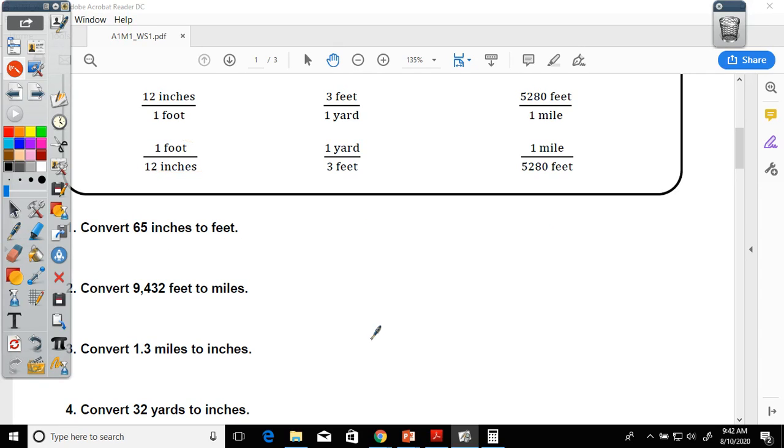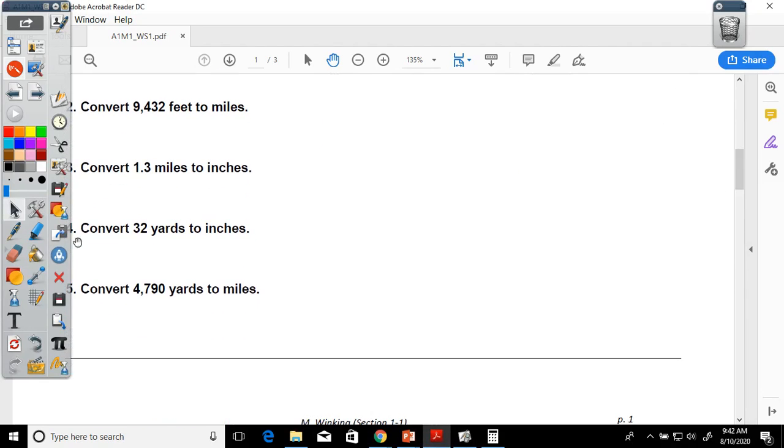Let's look at one more in this section. This one's going to take just a little bit more. Let's look at this one, number 4. Convert 32 yards to inches. So let's think about what's given to us. 32 yards is given, and they want us to find it in inches. So we'll make our picket fence. All right, I'm going to pause the video right here and give you a chance to try it. Okay, welcome back.